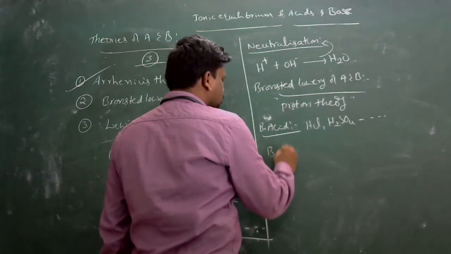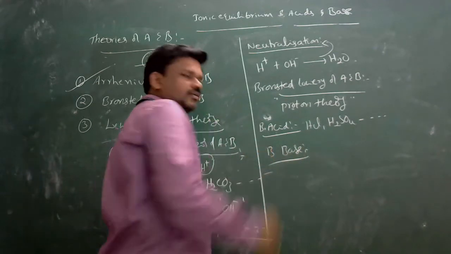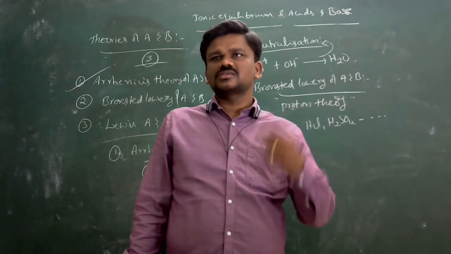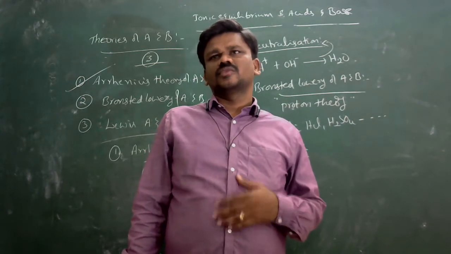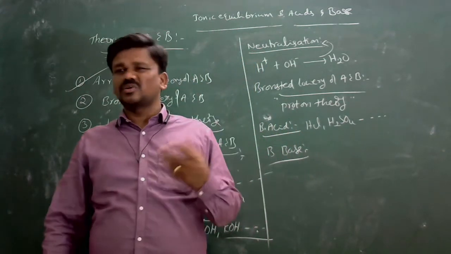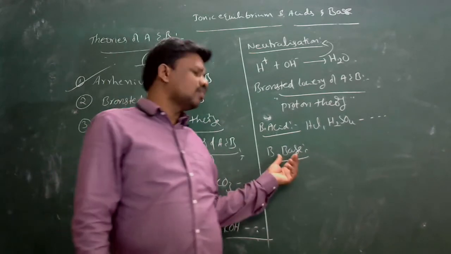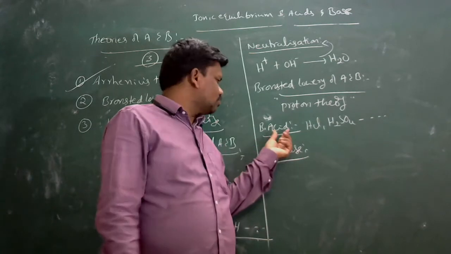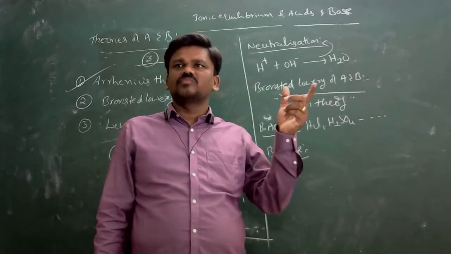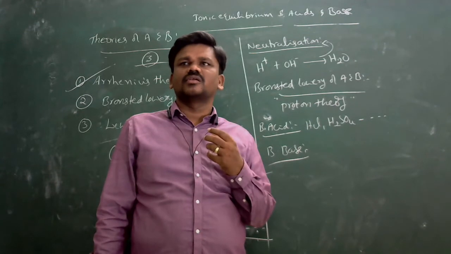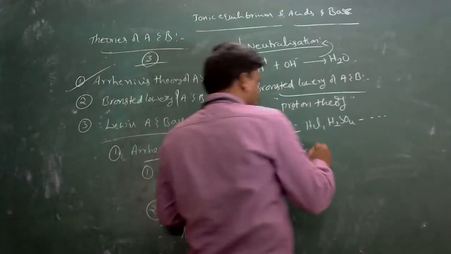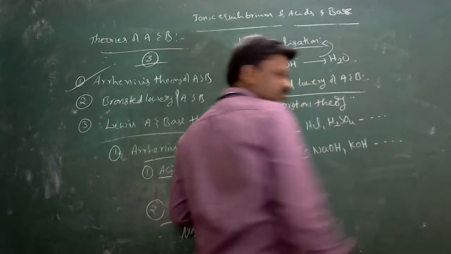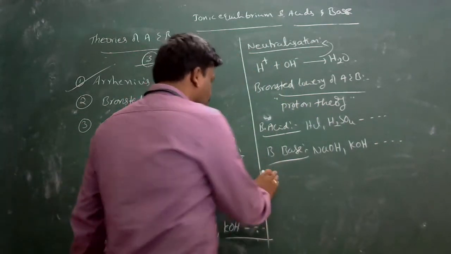And another one, Bronsted base: the substance which accepts a proton from another substance is called a Bronsted base. Simple difference: a Bronsted acid donates a proton, a Bronsted base accepts a proton. For example, NaOH, KOH and so on. Neutralization.